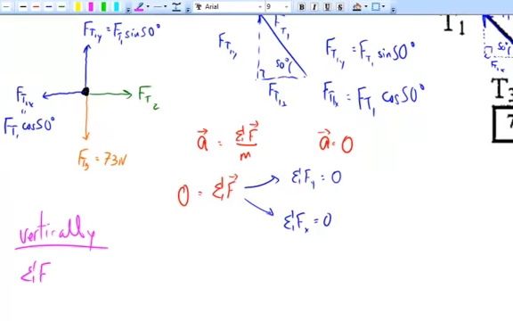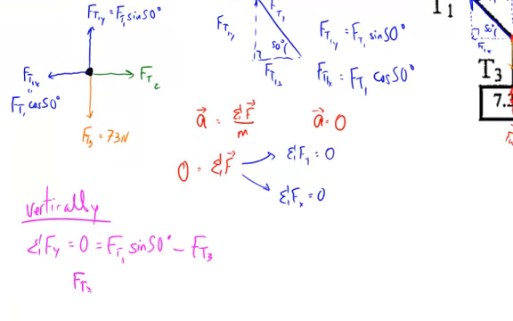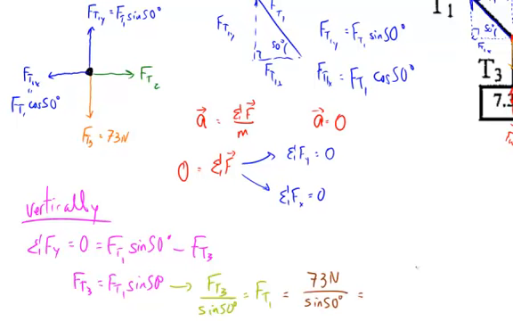So vertically, the net force in the y direction is equal to 0. That's equal to FT1 times the sine of 50 degrees in the positive direction minus FT3, which is in the negative direction. So that means that FT3 is equal to FT1 times the sine of 50 degrees. And now FT1 is going to be FT3 divided by the sine of 50 degrees. And now I can put in the numbers and substitute it into the calculator. And I get the tension in the angled string is just over 95 newtons.